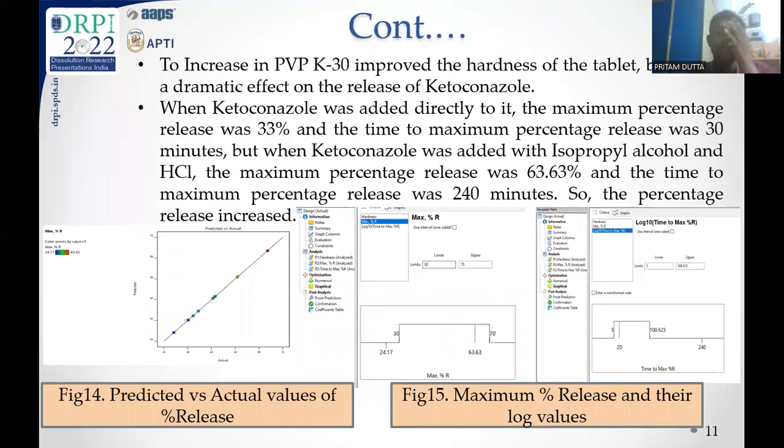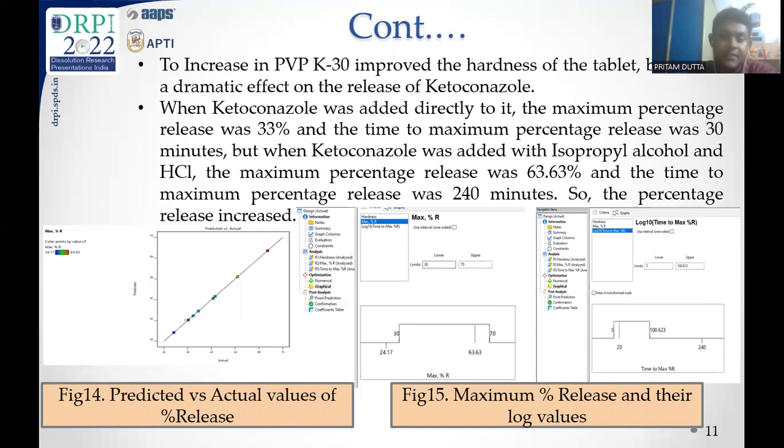So if we continue this method, we can tell that increasing the PVP K30 improves the hardness of the tablet, but it has a dramatic effect on the release of ketoconazole. When it was directly added, the maximum percentage release was 33%, but when it was added with isopropyl alcohol and HCl, the maximum percentage was 63.63% at 240 minutes.